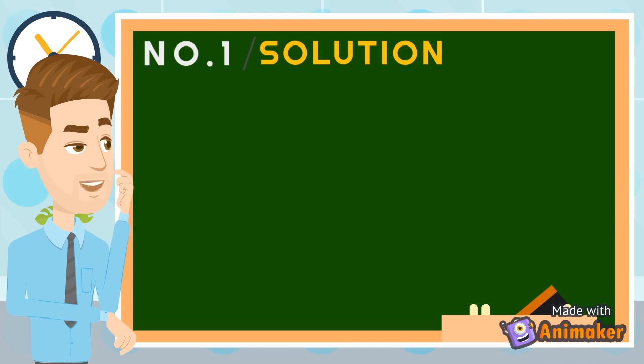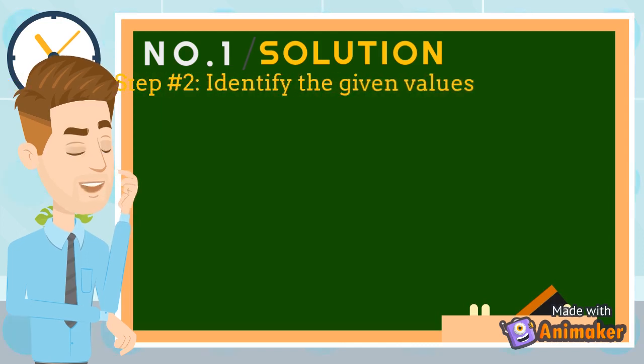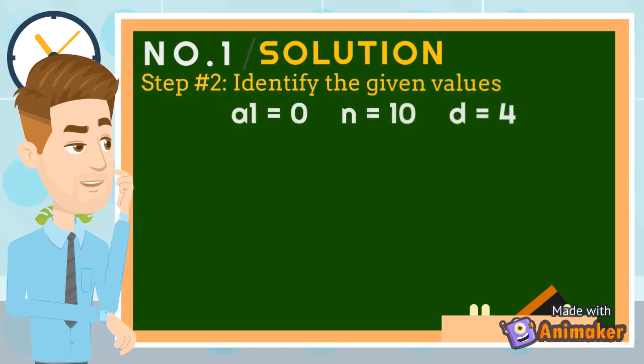Let's now continue with the second step of our solution for the first example. This time, we need to identify all the given values. Going back to our sequence, we have a sub 1 equals 0, n equals 10, because that is what we are looking for, and d is equal to 4, which is based from our previous step.